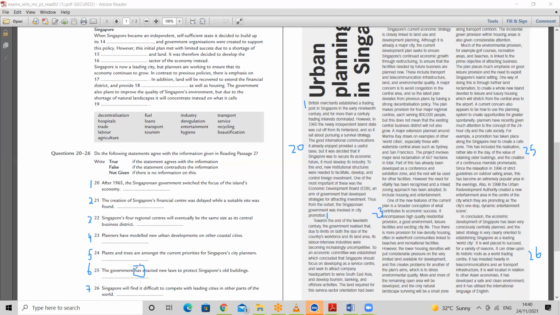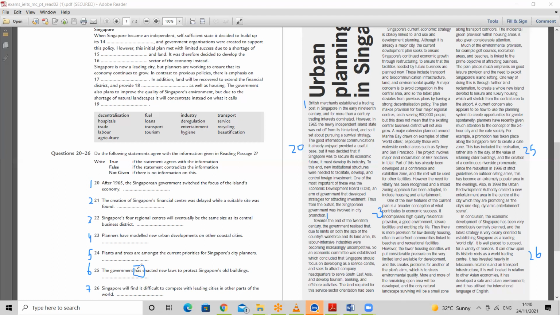Now, you might say, well, I don't know the meaning of the word enacted. What is enacted? But if you look at the sentence again, it says the government has enacted new laws. So you can guess the meaning of the word enacted. Whenever the government enacts laws, it means that they make laws. They introduce the new laws, right? So you might quickly guess that the meaning of enact is making new laws or introducing new laws, or bringing new laws, something like that.